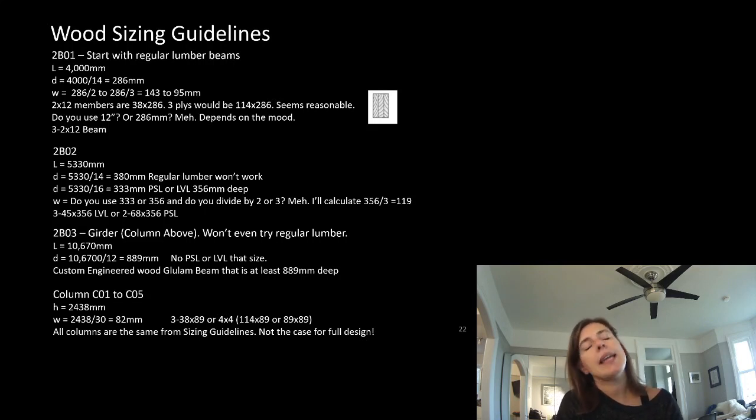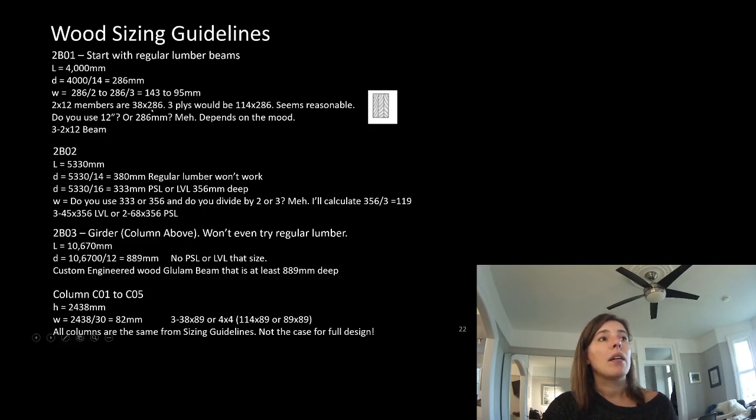Width, again, this is where I hate the sizing guidelines, because do we use 286 or do we use 302, which is our actual depth for a 2 by 12? Or do we use the 2, or do we do 1/2 or 1/3? That's 4 different options we could calculate. Well, let's use the 286, because we know that that's the actual depth. And the width could be anywhere from 1/2 to 1/3 of that, so 143 to 95 millimeters wide. We know 2 by 12s are 38 by 286, or 1.5 inches thick by 11 1/4 inches deep.